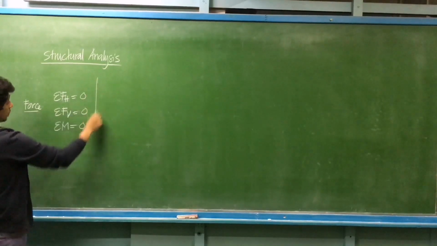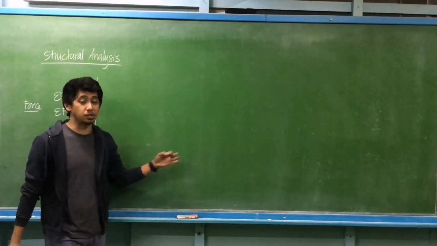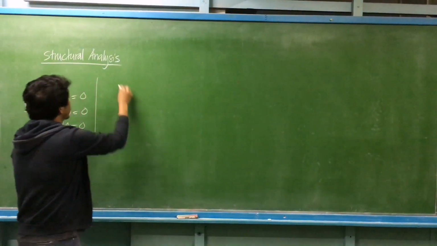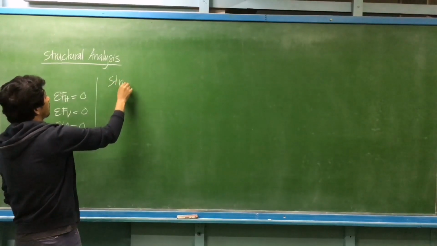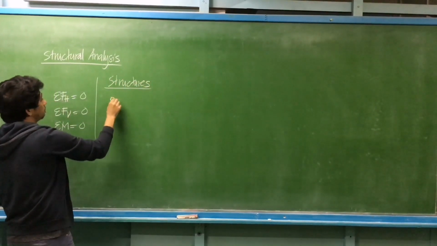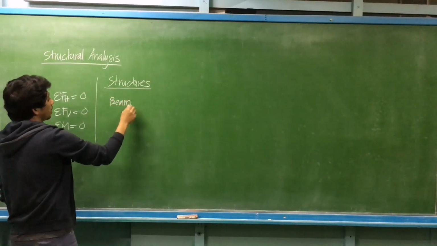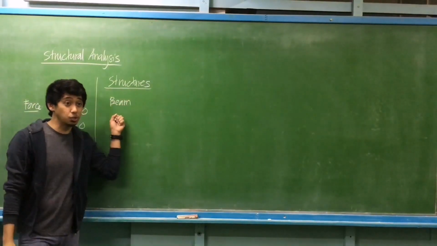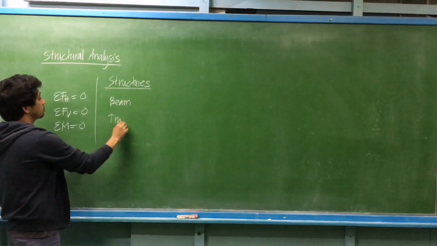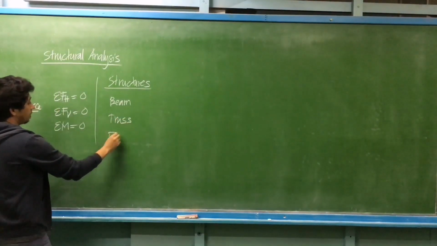Okay, for this term, we are to discuss the three common types of structures. So what are the three main common types of structures or structural members? We have the beam, any horizontal member, used to carry transverse loads. We have the truss and the frame.